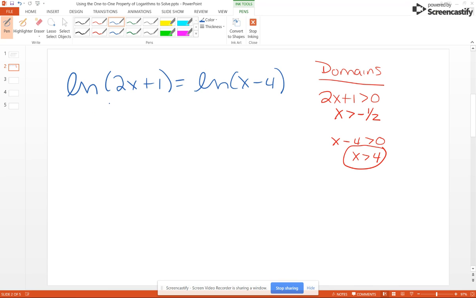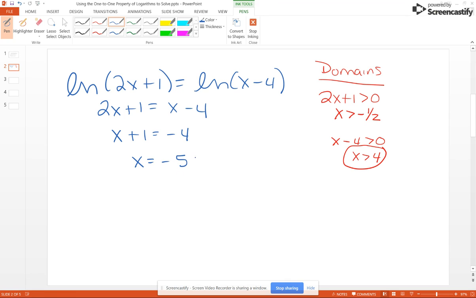Now, back to our equation. We have already got the natural log of something equals the natural log of something else set up, so we get to drop the natural logs. This is our m and this is our n if you wanted to think of it that way. And we have 2x plus 1 equals x minus 4, a linear equation. So let's subtract x from both sides. We get x plus 1 equal negative 4, so x is going to equal negative 5.